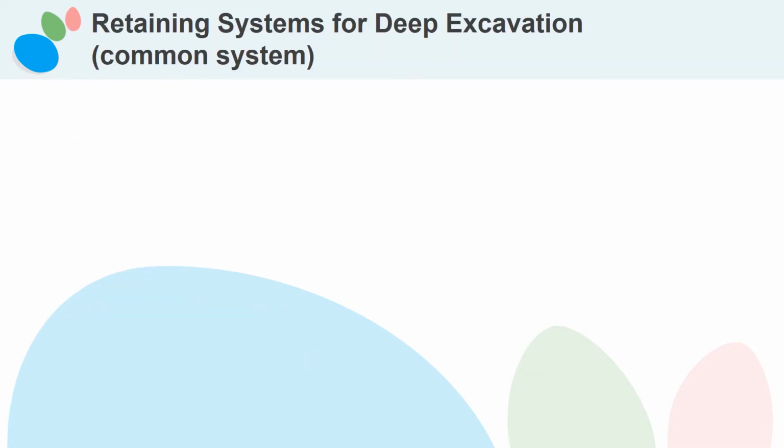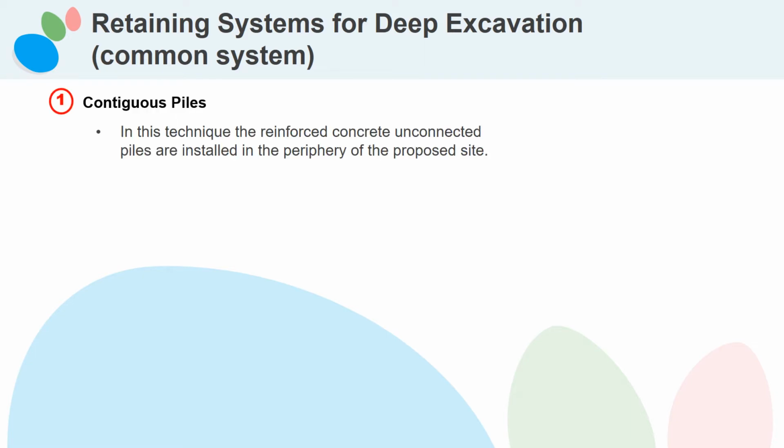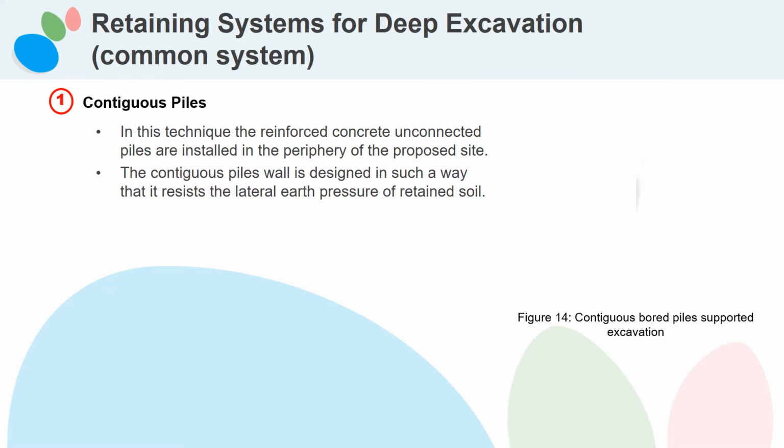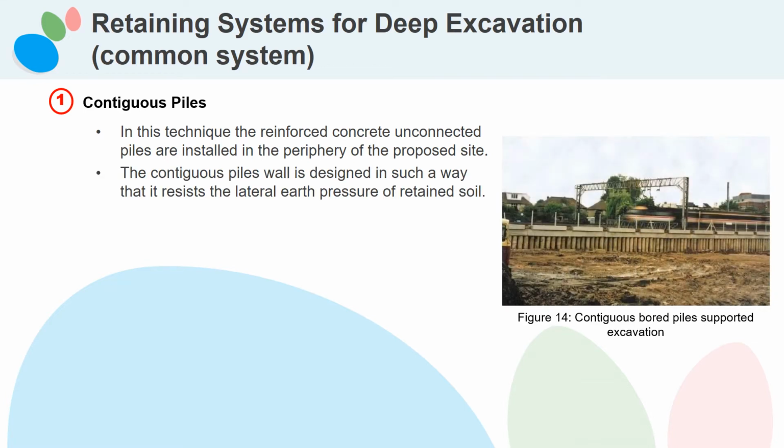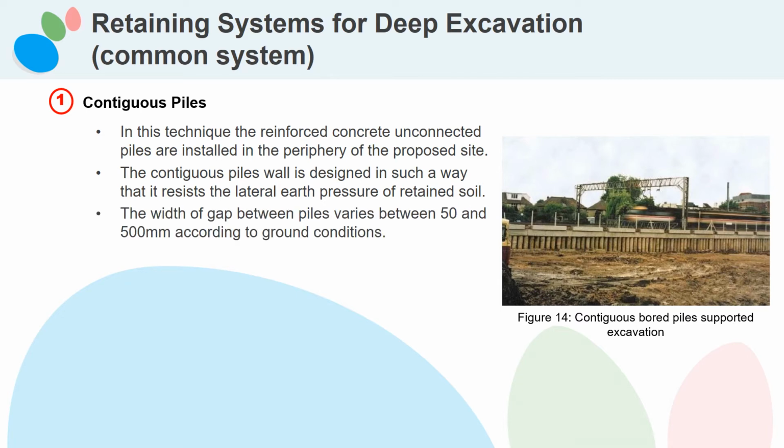Retaining systems for deep excavation, common systems. 1. Contiguous piles. In this technique, reinforced concrete unconnected piles are installed in the periphery of the proposed site. The contiguous pile wall is designed in such a way that it resists the lateral earth pressure of retained soil. The width of gap between piles varies between 50 and 500 mm according to ground conditions. The diameter of these piles varies from 300 to 1,200 mm normally.